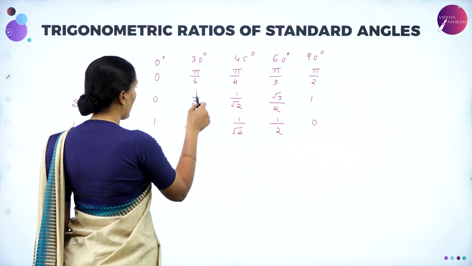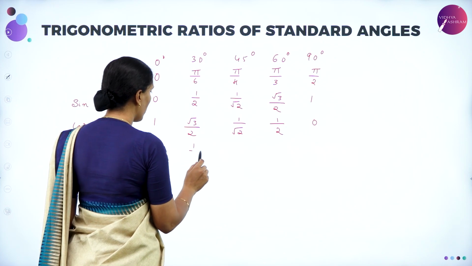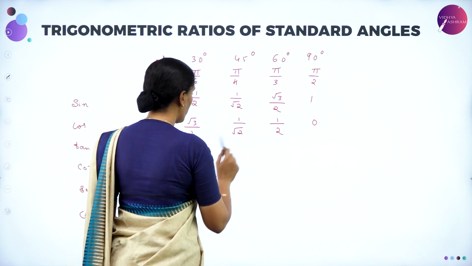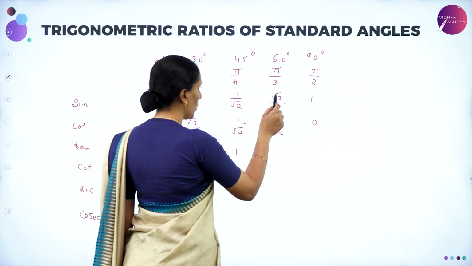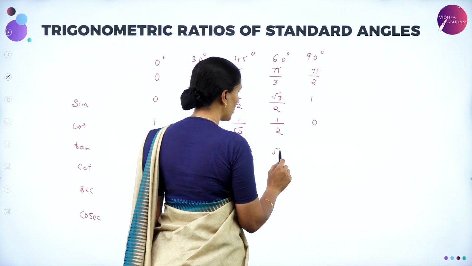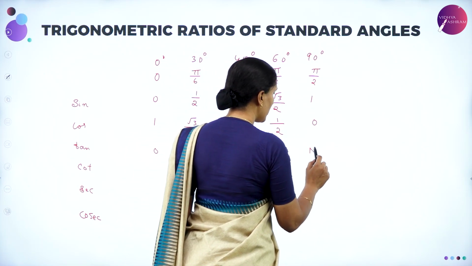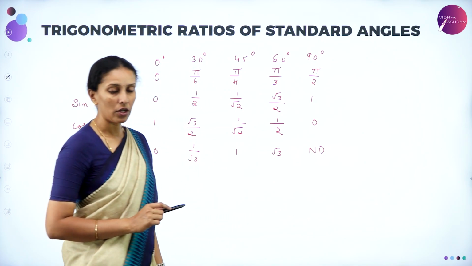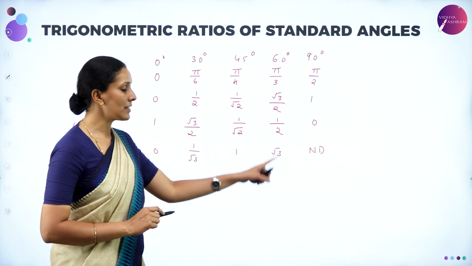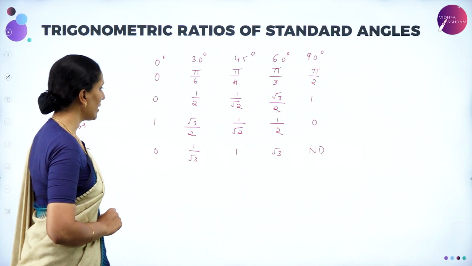Next here, 1 by 2 divided by root 3 by 2 becomes 1 by root 3. 1 by root 2 divided by 1 by root 2 cancels to 1. Root 3 by 2 divided by 1 by 2 is root 3. 1 by 0 is infinity, so we call it not defined. When the denominator is 0, we consider it as not defined or infinite.